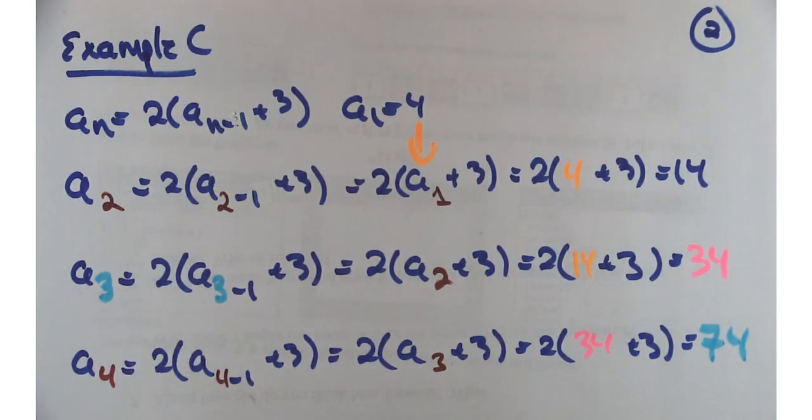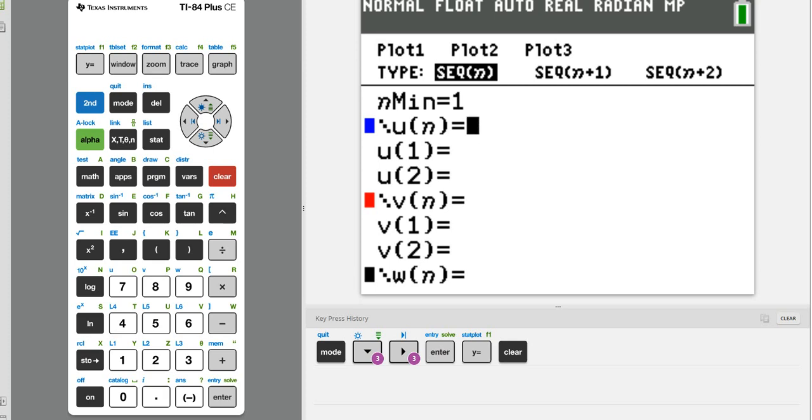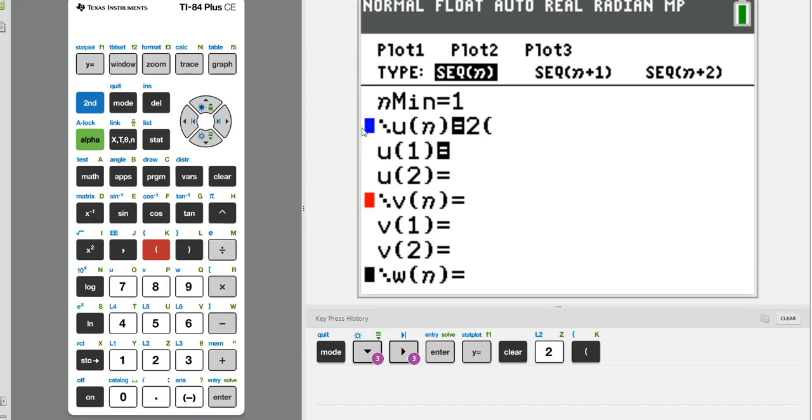So coming back here to my equation editor, I want to put in the general form of that, which is going to be 2 times parenthesis. Now you don't need to hit the times key. Your calculator understands that that's there. But I need a U. Can anyone see a U on my calculator here someplace?